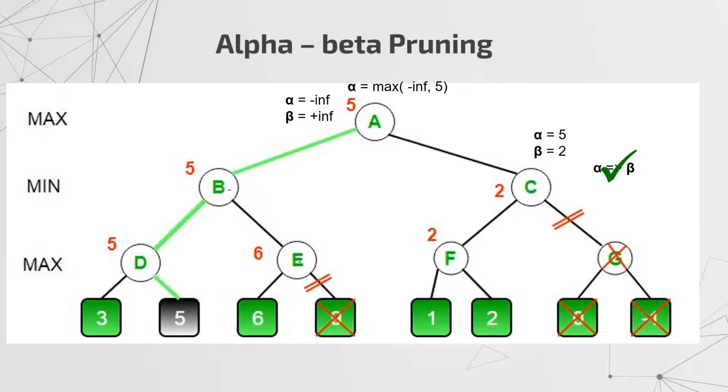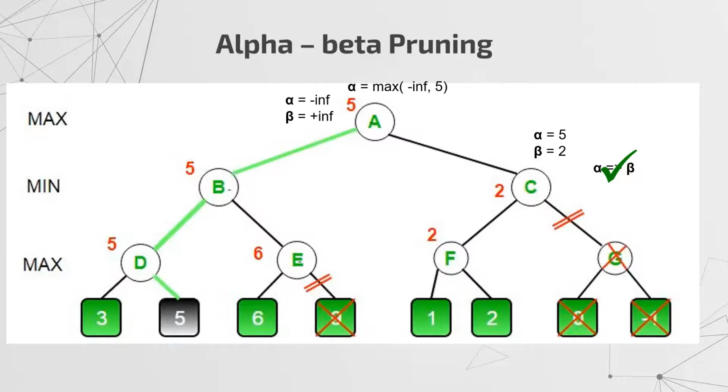The intuition behind this breakoff is that at C, the minimizer was guaranteed a value of 2 or lesser, but the maximizer was already guaranteed a value of 5 if he chose B. So why would the maximizer ever choose C and get a value less than 2? Again, you can see that it didn't matter what those last two values were. We also saved a lot of computation by skipping a whole subtree.